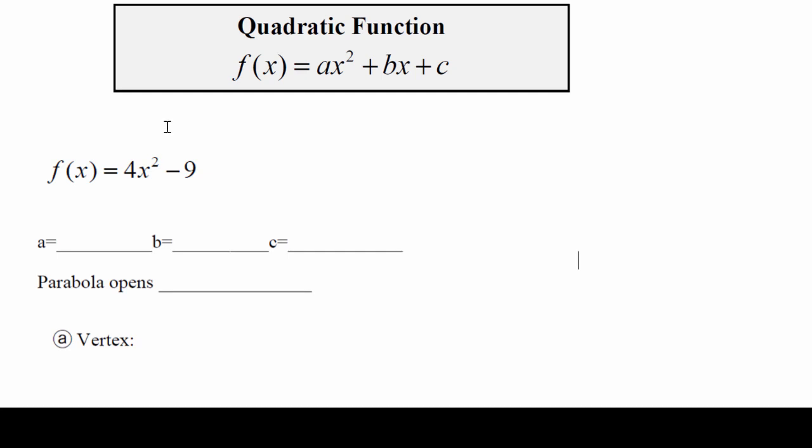So we have our a is 4, our b is 0 because we have no middle term, and our c is negative 9. Our parabola is going to open upward, again, because our a is 4 and that's a positive number. That means that our vertex is going to be our lowest point on the graph. It's going to be giving us a minimum value there.